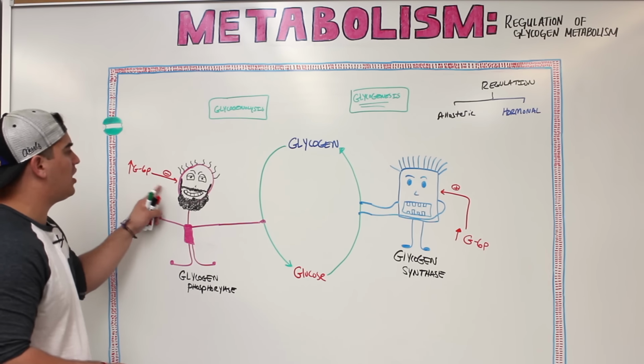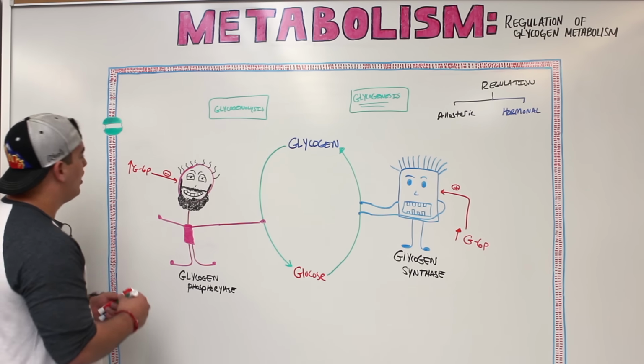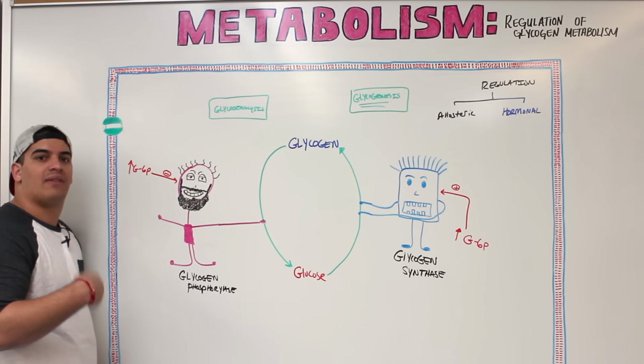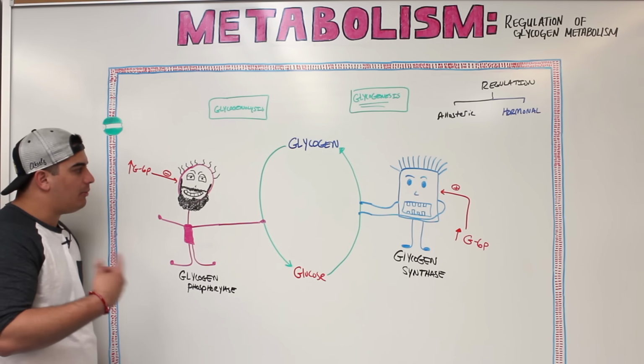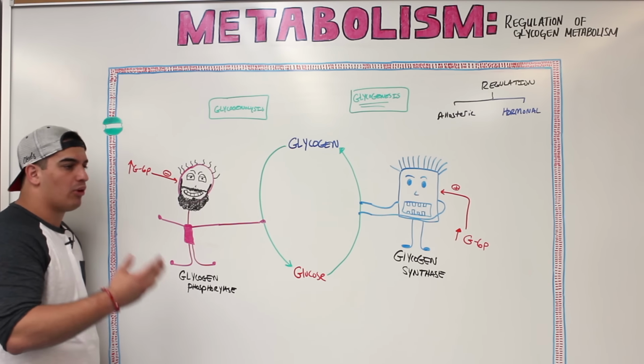Okay, so we know glucose 6-phosphate inhibits this enzyme. What else could inhibit this enzyme? If you have a lot of glucose 6-phosphate, you're making a lot of ATP. And if you're making a lot of ATP, that means there's a lot of Krebs cycle activity, a lot of glucose being broken down.